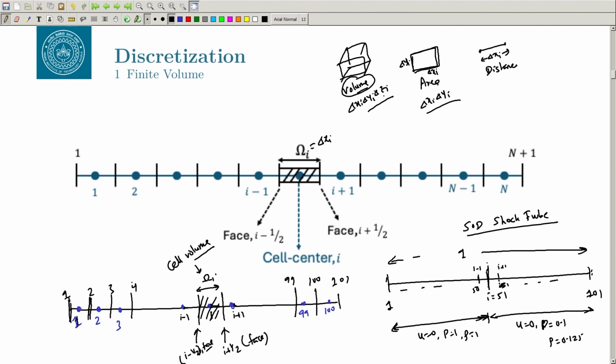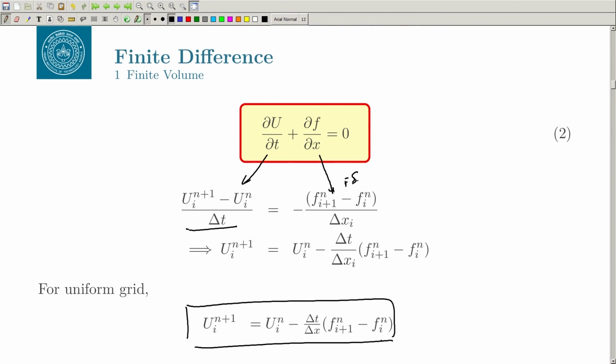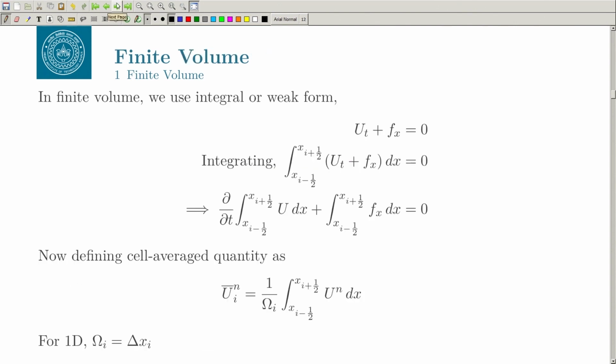Now, let us see how we are going to use our finite volume. Before that, just a quick recap. del U by del T is defined using forward in time, and right now it is forward in space. So, this is the FTFS scheme, and you got a scheme which is for uniform grid, which is like this. For non uniform it is delta xi. Very simple.